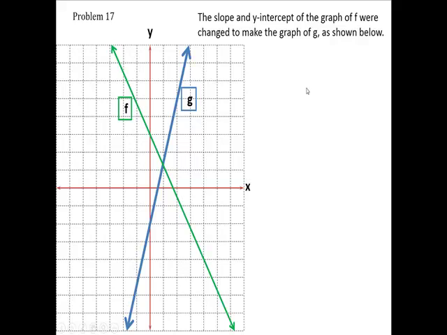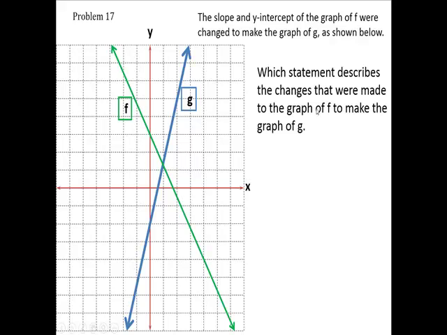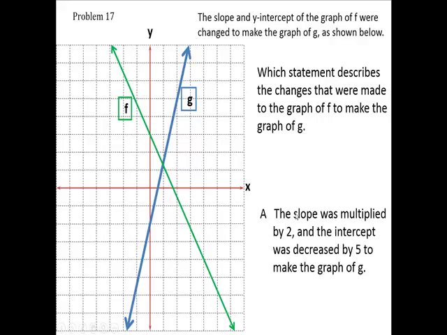Okay? Now, which statement describes the changes that were made to the graph of f to make the graph of g? How do we change f to get g? And this is one of our examples here. The slope was multiplied by 2. So did we just double the slope, and does that change the slope of f to be the slope of g? And then we decrease it by 5. Okay, so let's erase this right now. We're going to have A, B, C, and D, 4 choices.